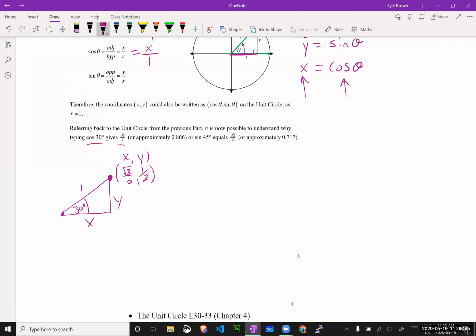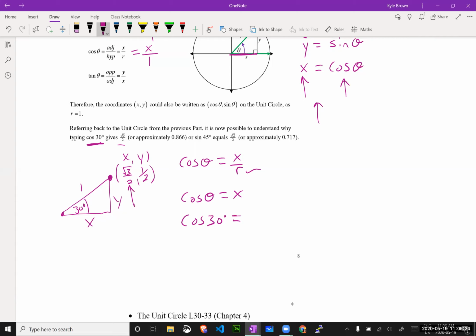So if we're saying, what is cosine of 30 degrees? Well, cosine of theta, we were just saying, is equal to adjacent over hypotenuse. That'd be the same thing as saying x over r. But since we're on the unit circle, r is 1. So I'm just saying the same thing I really said up here: cosine theta is equal to x. Okay, so then if I fill that in, I can say cosine of 30 degrees is equal to, well, what's the x value at 30 degrees?